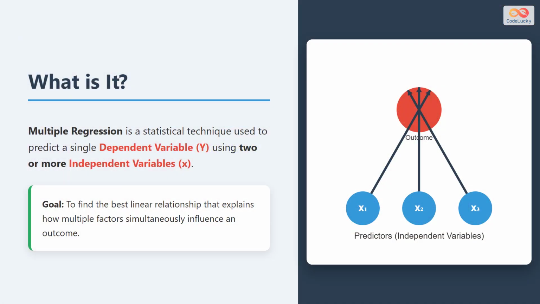So, what exactly is multiple regression? It is a statistical technique used to predict a single dependent variable, which we call y, using two or more independent variables, or predictors, labeled as x1, x2, and so on. The goal here is to find the best linear relationship that explains how these multiple factors simultaneously influence a single outcome. Think of it as trying to predict a result, like a test score, based on multiple inputs, like hours studied, hours slept, and attendance.